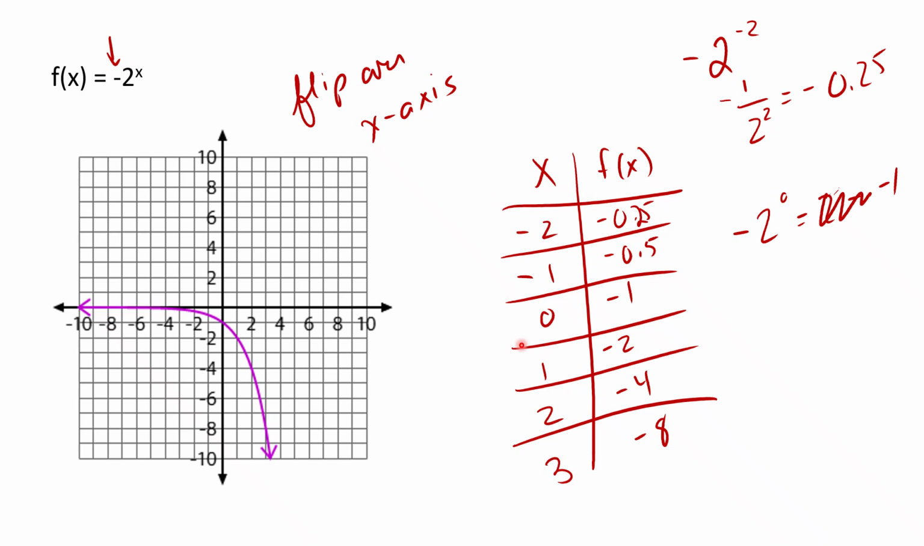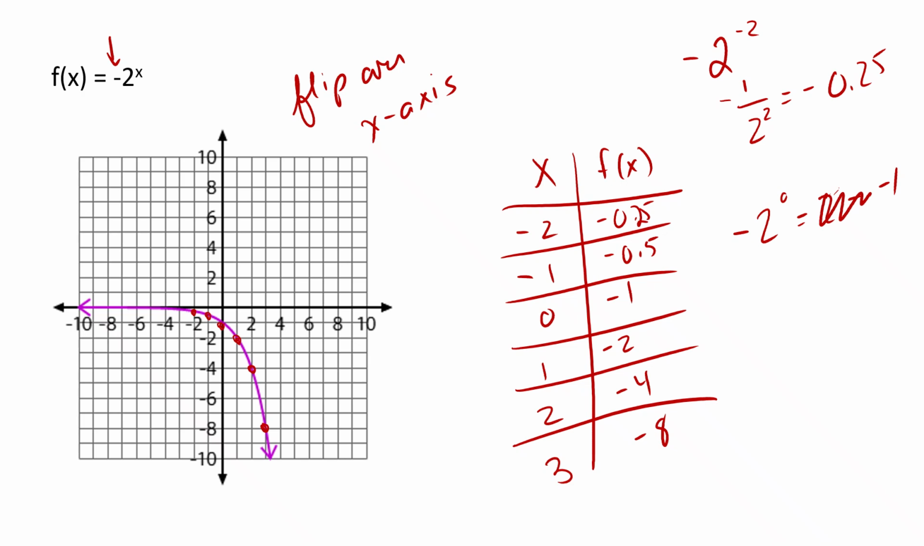So we were going the same distance left or right, but now instead of counting up, we are going to be counting down. So we should be able to find those points: -2, -0.25; -1, -1/2; 0, -1; 1, -2; 2, -4; and 3, -8. And so that's literally what's happening in the table.